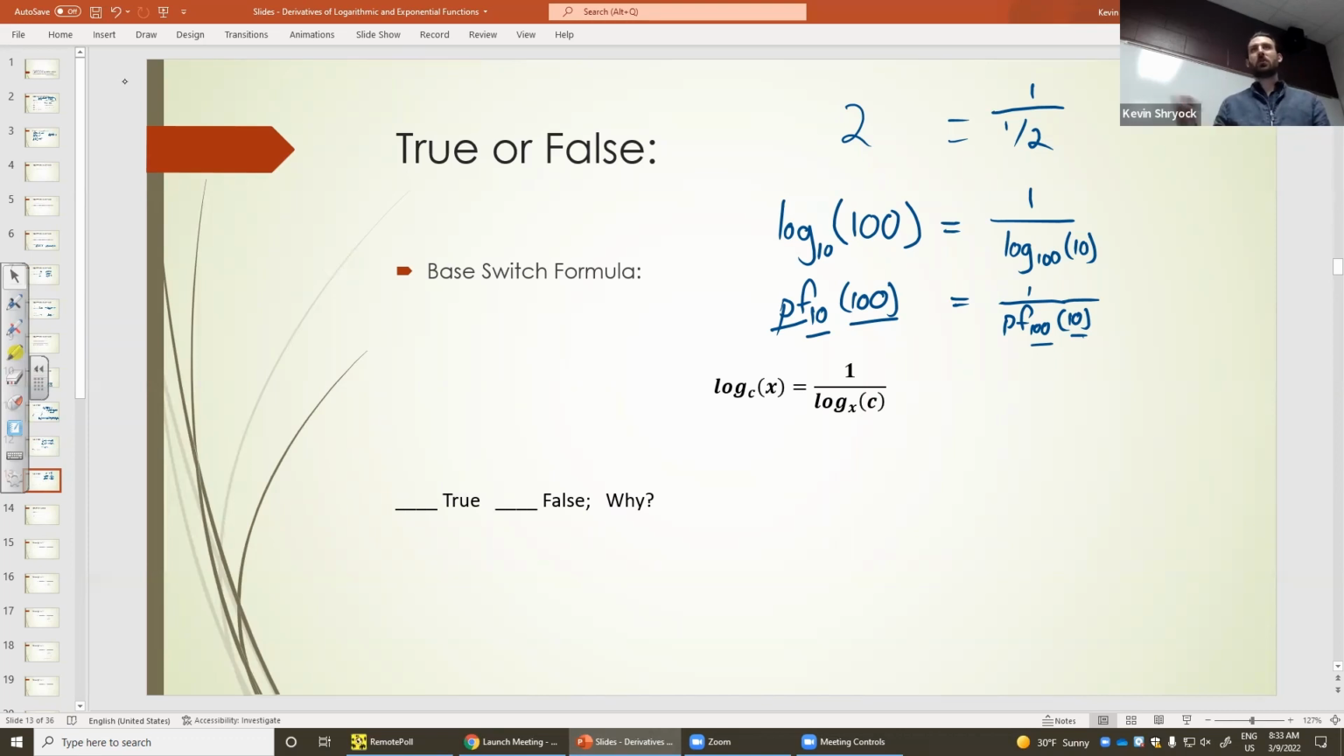Yeah. 2 is equal to 1 over 1/2. Yeah. There you go.